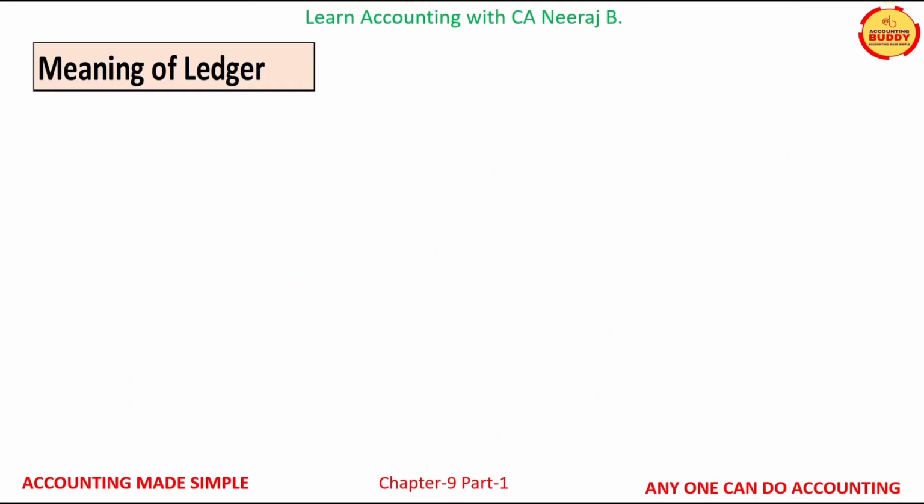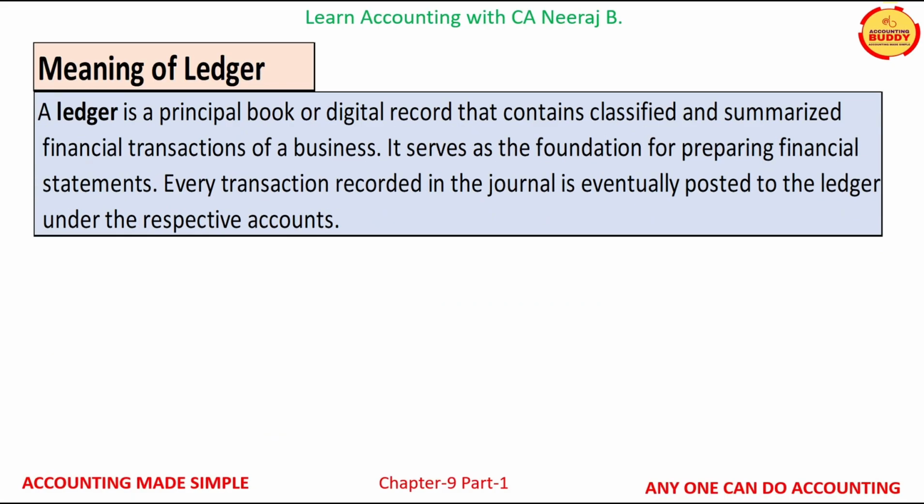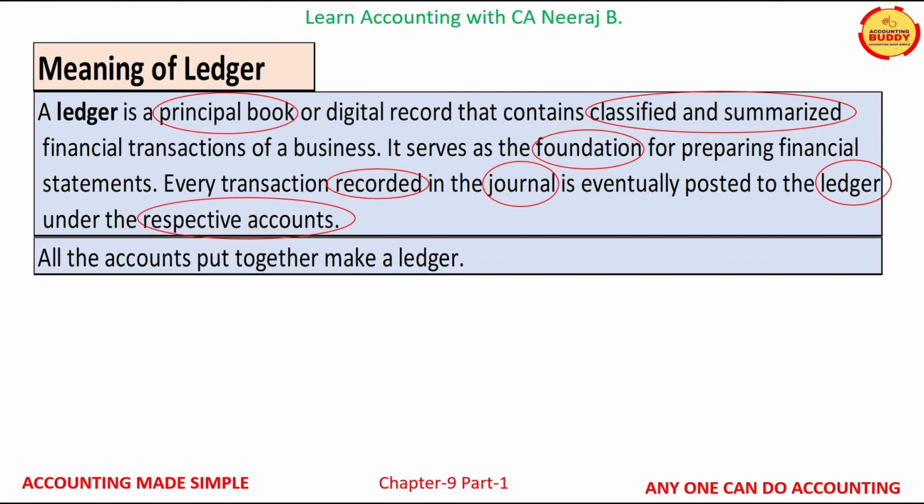Let us understand the meaning of the term ledger. A ledger is a primary book or digital record that contains classified and summarized financial transactions of a business. It serves as a foundation for preparing financial statements. Every transaction recorded in the journal is eventually posted to the ledger under the respective accounts. All the accounts put together make a ledger.